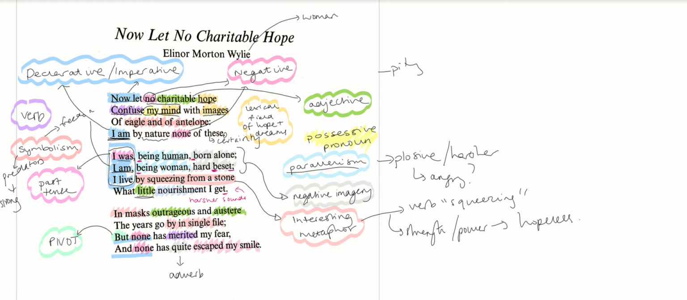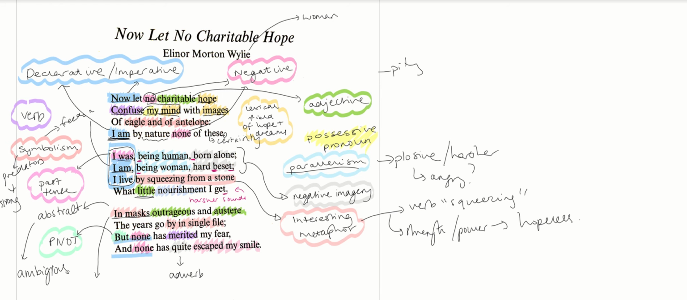So that second stanza is much more negative and much more hopeless, in fact, and so it's almost an explanation of that first stanza. And then we move to the third and final stanza, where again we begin with quite an abstract image, quite an ambiguous image, and remember, it's fine to reference that and state that in your essays when things are confusing. In masks outrageous and austere.